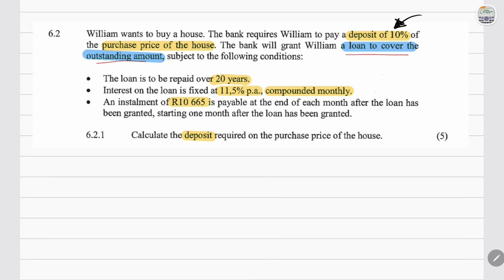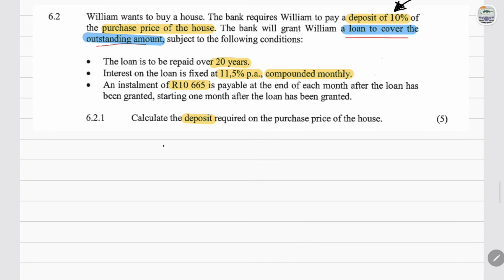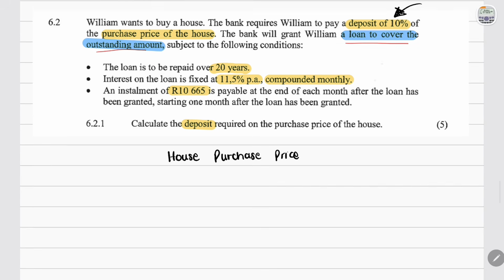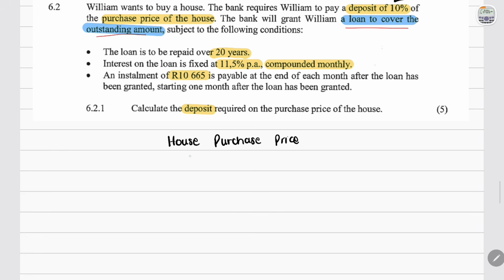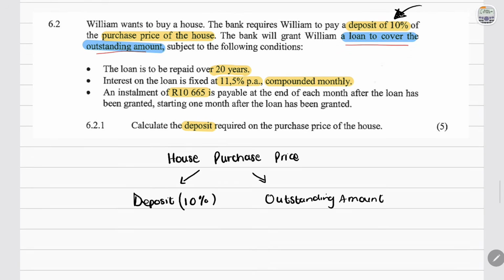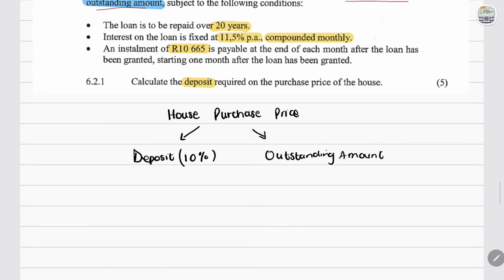So here is what happens. The house costs a specific amount, so we can look at the house purchase price. And with this purchase price, William is going to pay a deposit, and we know exactly what percentage he's paying. He's paying 10%, a 10% deposit. And then he's going to get a loan on the outstanding amount. So these are things that we really need to figure out here, because it seems like the usual case, but no, there's something we need to think about here.